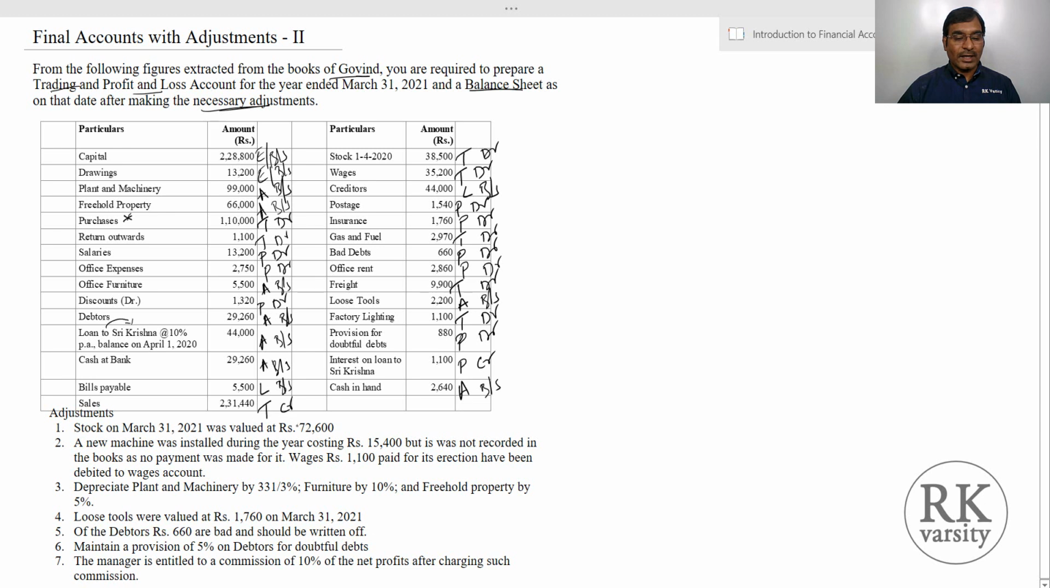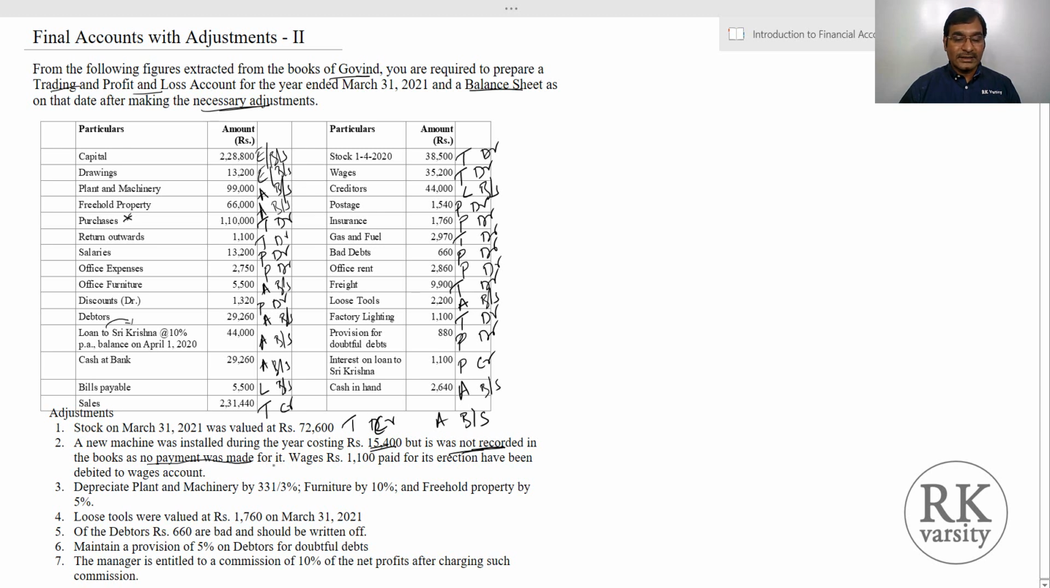Stock was valued at rupees 72,000. So this appears in two ways: trading account, credit side, as well as asset side of the balance sheet. A new machine was installed during the year costing 15,400. It was not recorded in the books as no payment was made. But as per our accrual system, whether you make a payment or not, it needs to be recorded.